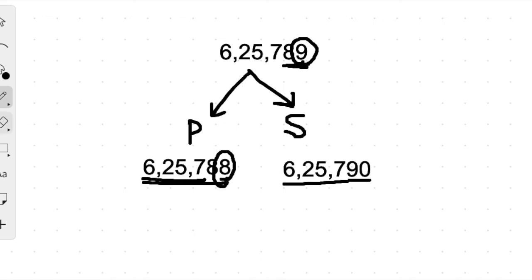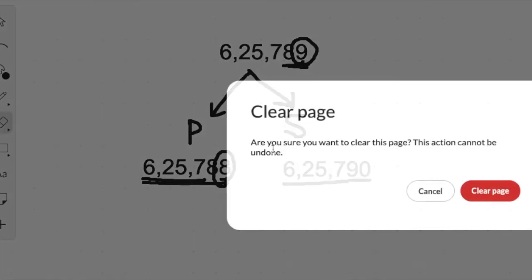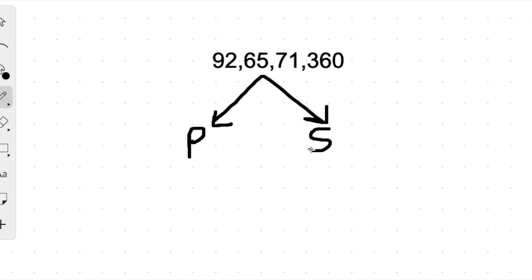Let us see one more example. This time we'll take a bigger number. We have 92 crore 65 lakh 71,360. So in this number, again I'll make two arrows, one for predecessor and the other one for successor, and I'll write P and S for predecessor and successor respectively.